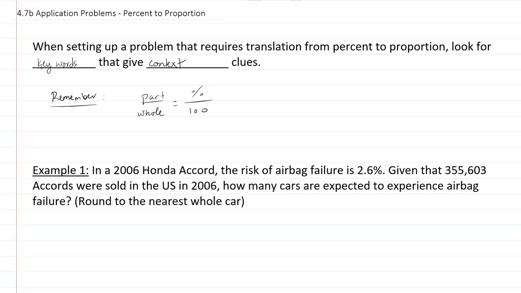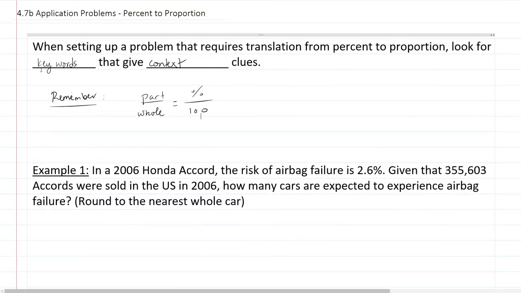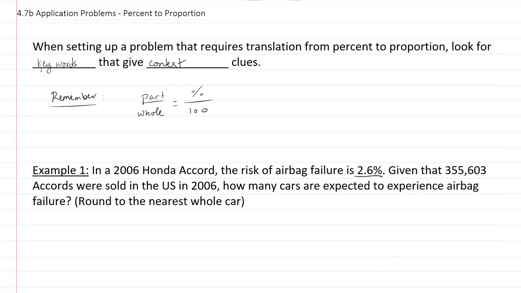Example 1. In a 2006 Honda Accord, the risk of airbag failure is 2.6%. Given that 355,603 Accords were sold in the US in 2006, how many cars are expected to experience airbag failure? And in our answer, we should round to the nearest whole car. So, we're given a percentage. So we're given the percent.